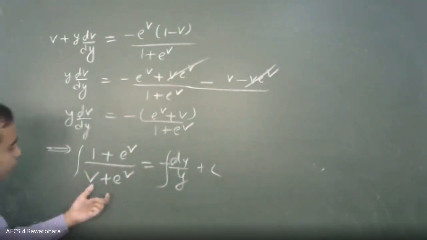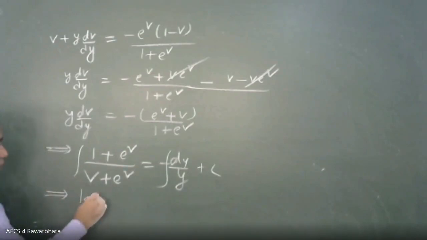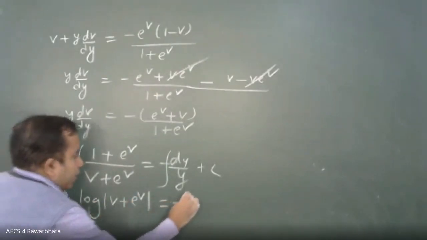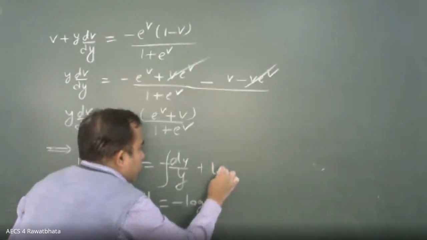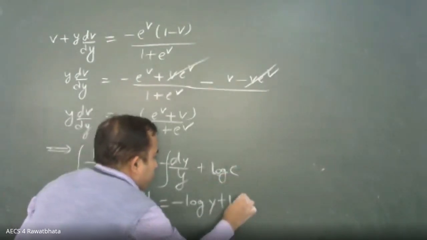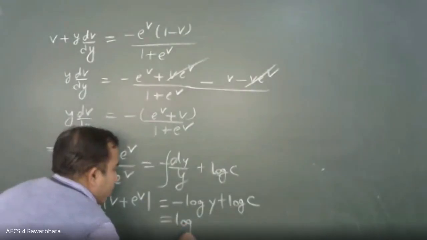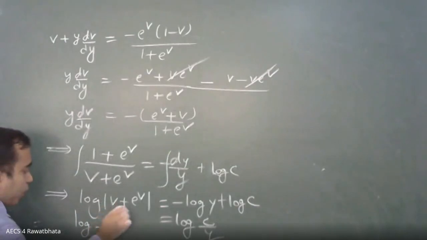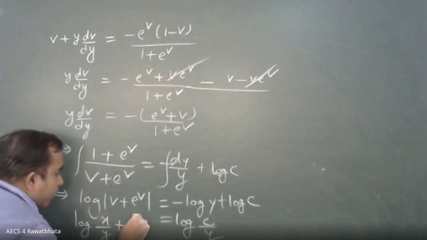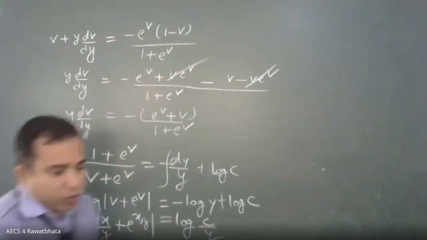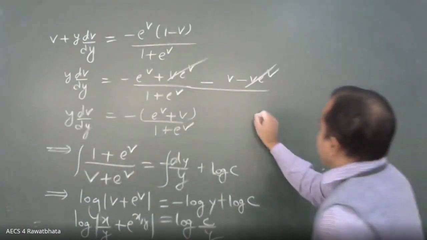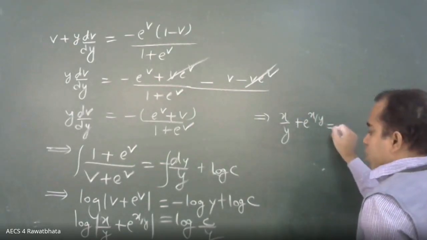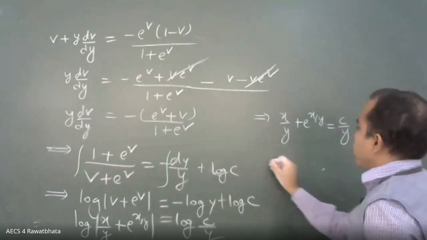Left side you can see the f dash upon f case it is. 1 plus e to power v will be the derivative. So log of denominator. C also let us take in terms of log. v was x upon y. And remove the log from both the sides, and here I get my final answer. Throughout we can multiply with y.